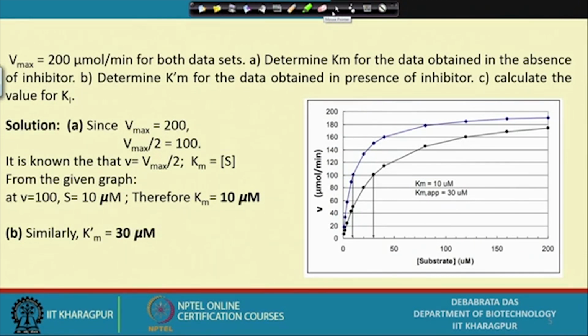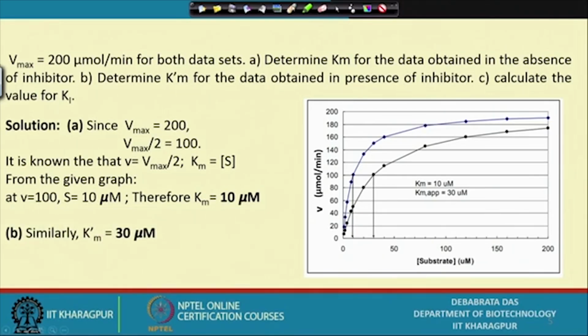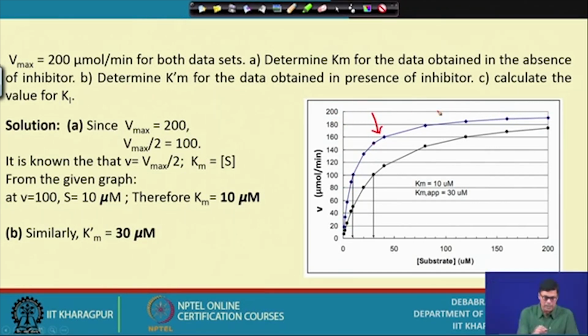This is exactly what we have done here. This is no inhibition, and this is Vmax, and 200 micromoles per minute is the Vmax value, so half of this is 100, am I right? So, what is this value? This is equal to 10. So, this is 10 micromoles. What will be the Km value? In this case, without inhibition, it is 10 micromoles.